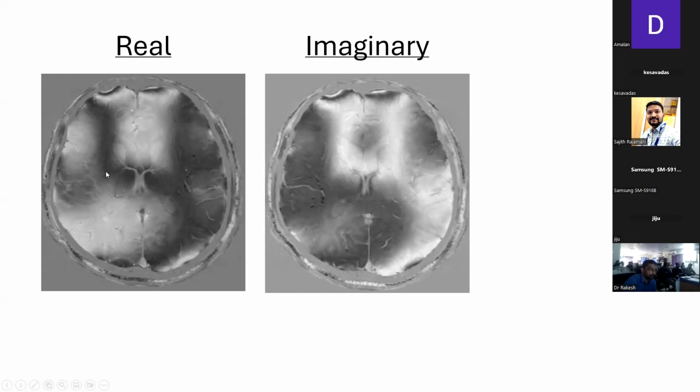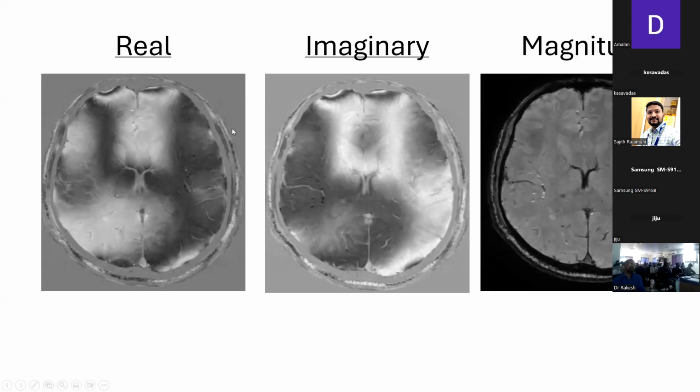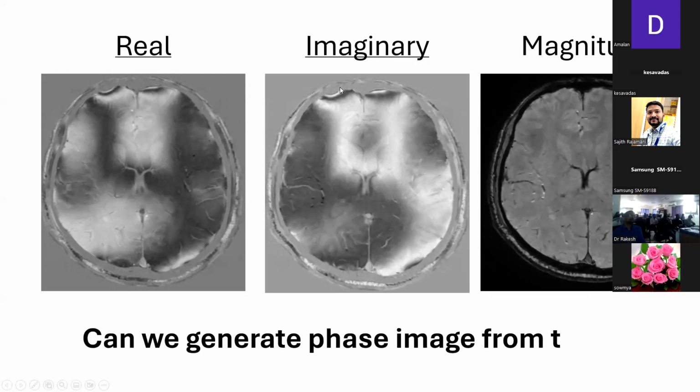But for QSM, we tap the recon. Basically, we set a display control variable so that it will generate these two types of images, real and imaginary. Then it will generate a magnitude also, so from this, it will calculate magnitude.